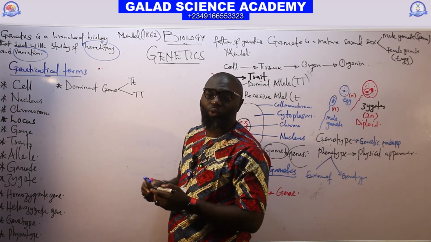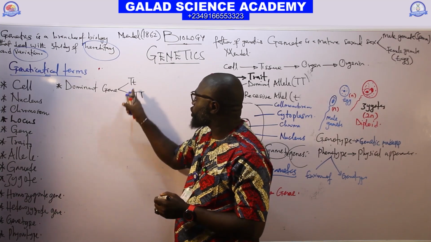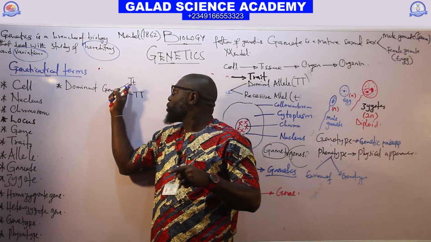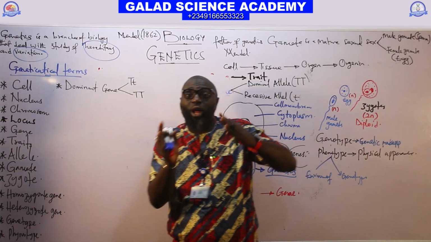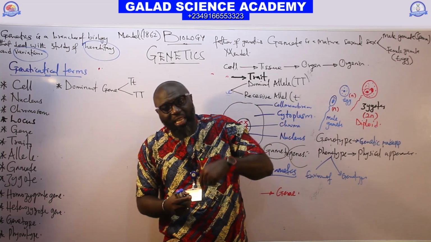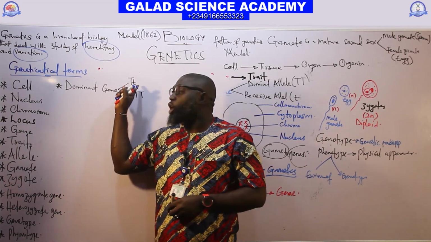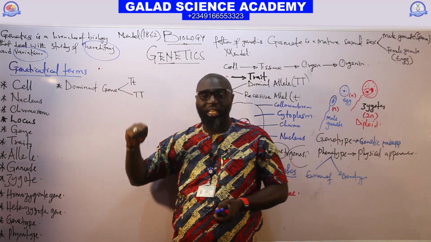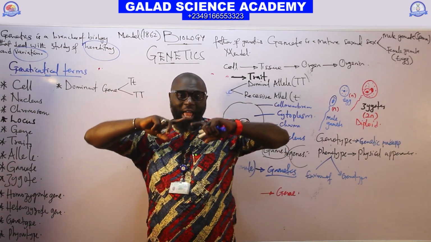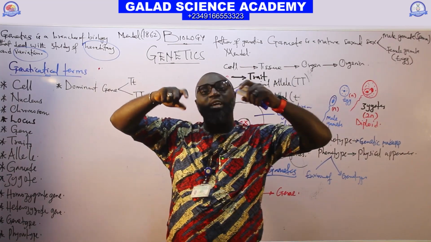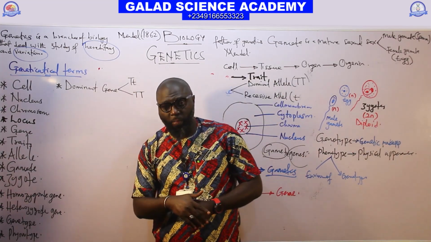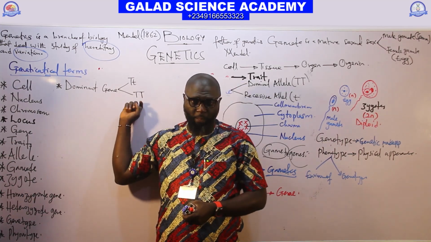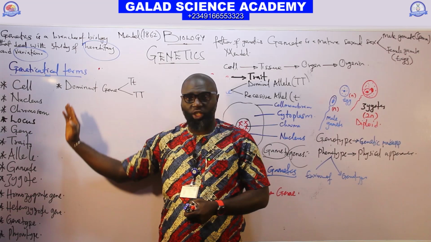But if a person is heterozygote, the person will be tall, because the gene is dominant. The person will be tall outside, but inside his body he still has a short gene. So a dominant gene is a gene that expresses itself in heterozygote condition and also in homozygote condition. That is the dominant gene.